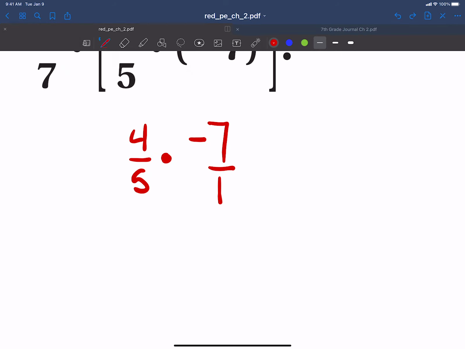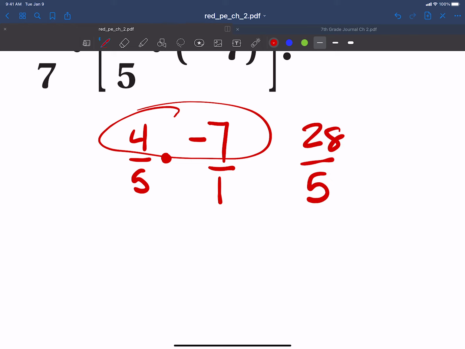All right. How do I multiply fractions? Numerator times numerator, denominator times denominator. Awesome. 7 times 4? 28. 5 times 1? 5. Hold up, hold up. Keep the negative. Why? Because there's only one negative. Do you guys see that? In multiplication, if there's only one negative, my answer is still negative.